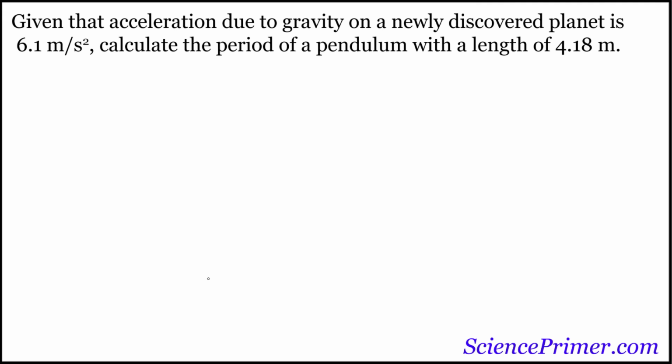So there's three pieces of information here. We're given two, and we need to find the other. We're given the acceleration due to gravity, we're given the length of the pendulum, and we need to find the period. The formula needed to solve this question is how the period of a pendulum relates to its length and the force of gravity. The formula is the period, or time, equals 2 pi times the square root of the length over acceleration due to gravity. So this is the equation we need.